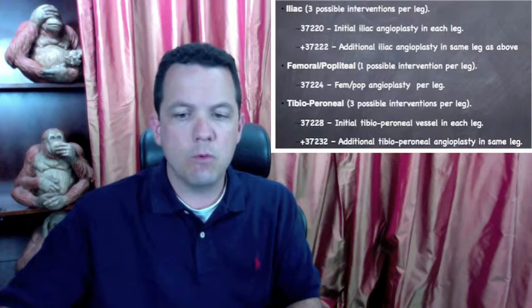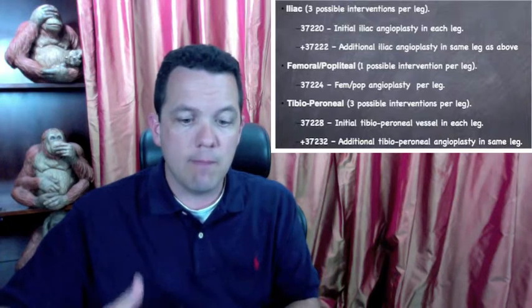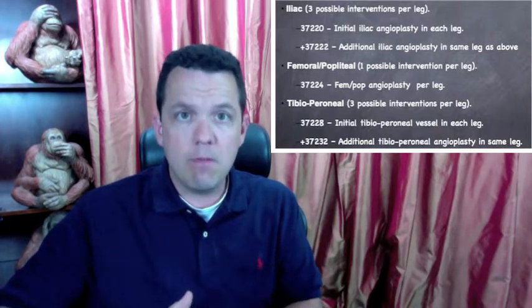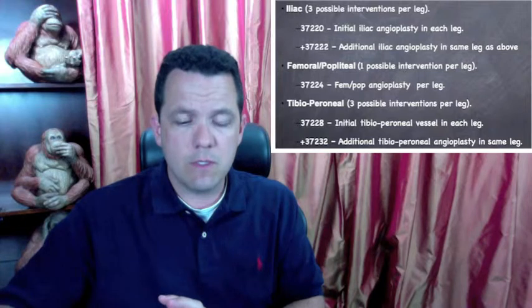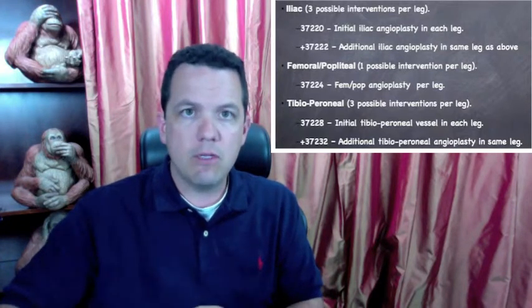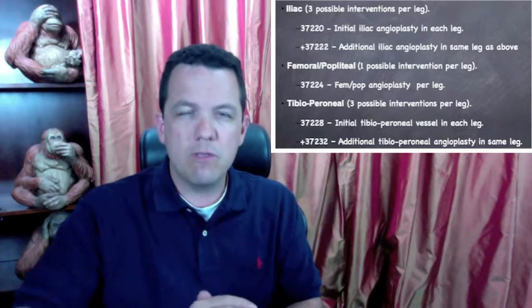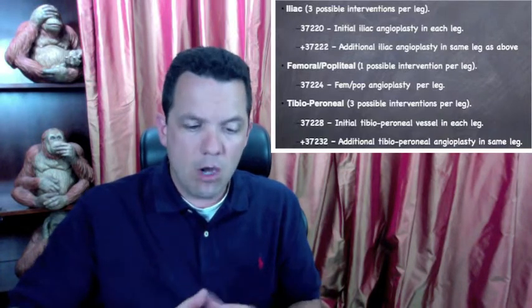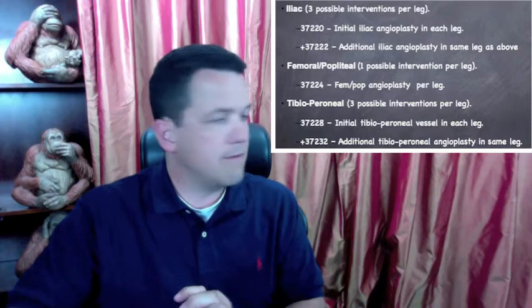And doctors, of course, will refer to that as a completion angiogram. They basically will angioplasty the segment of vessel that's occluded, that has the blockage in it, and then they'll inject a little bit more contrast to kind of see what the result of that effort is. That's all included in the work of the 37220.